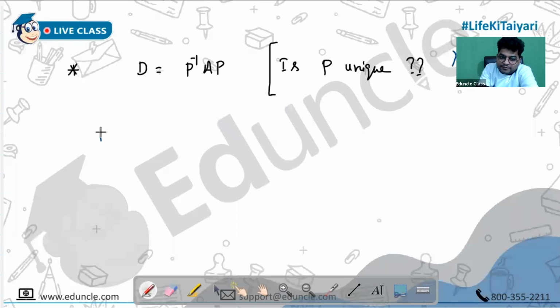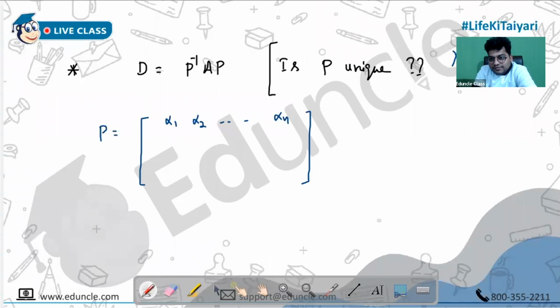How to create P in diagonalization? In diagonalization, how to create P? Take all the linearly independent eigenvectors.